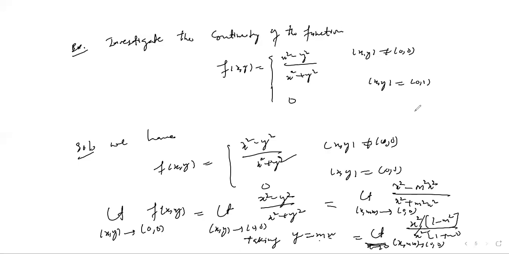So there is no use of the limit here. Finally, 1 minus m square divided by 1 plus m square. So what does this depend on? It depends on m. Its limit does not exist, because for different values of m we get different values of the function. So the limit does not exist.